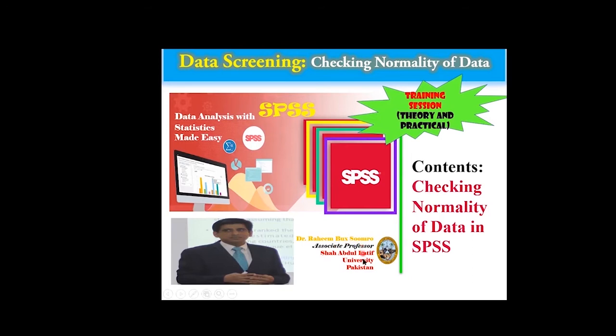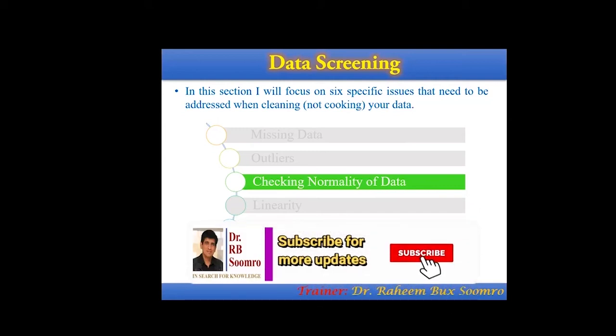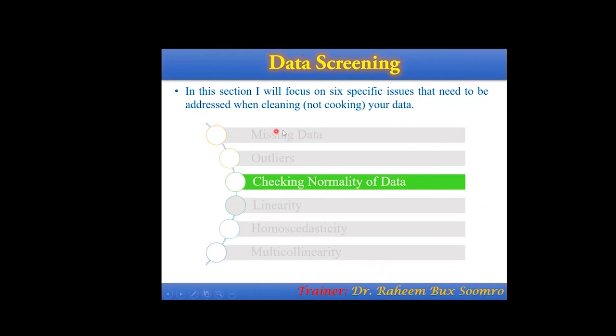My name is Dr. Sumro and I'm from Shaheed Benazir Bhutto University, Pakistan. As you know, I'm running a series on data screening. So far, two videos are already available on how you can identify missing data and how you can identify outliers. In this video, you are learning how to check the normality of your data. In the remaining three videos, you will learn linearity, homoscedasticity, and multicollinearity. These three topics will be available very soon.